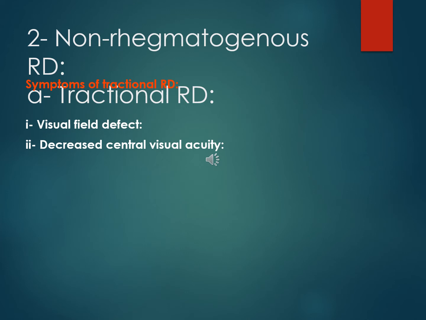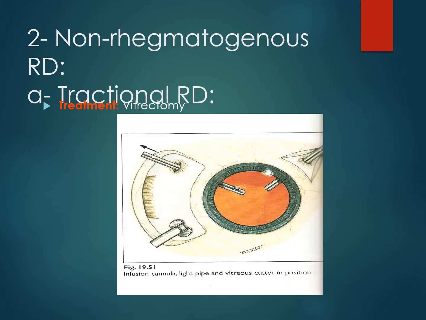The loss of visual acuity is a little bit gradual, not acute like in a patient with rhegmatogenous retinal detachment. Here the traction occurs slowly until there is full separation, so there is gradual loss of visual acuity and not sudden loss of visual acuity in patients with tractional retinal detachment.